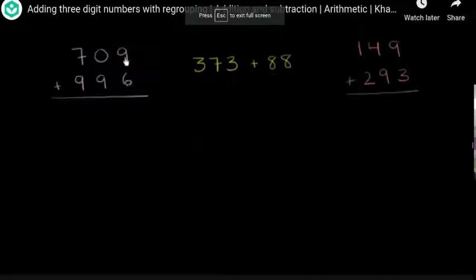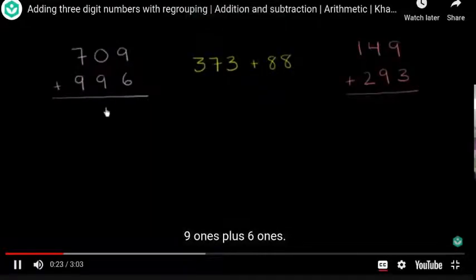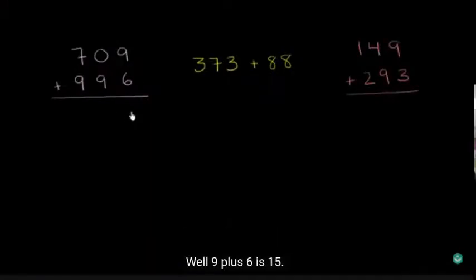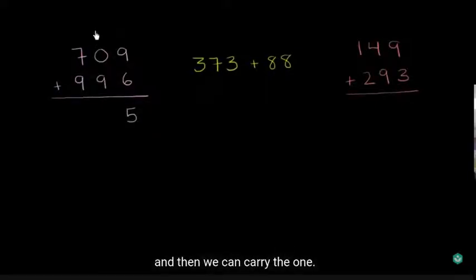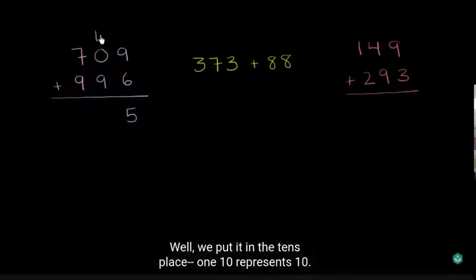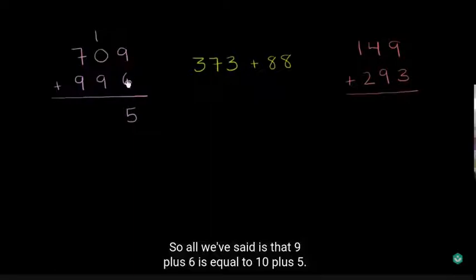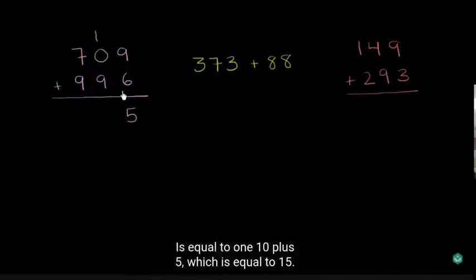Here's number 1. So we have 9 plus 6, 9 ones plus 6 ones. Well, 9 plus 6 is 15. Well, we could write the 5 in the ones place, and then we can carry the 1. But what did we just do? What does this 1 represent? Well, we put it in the tens place. 1 ten represents 10. So all we said is that 9 plus 6 is equal to 10 plus 5, which is equal to 15.